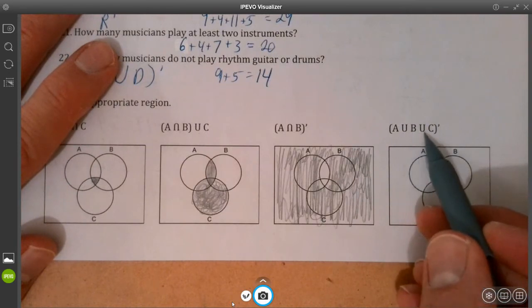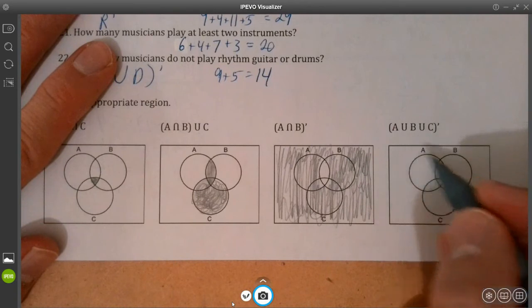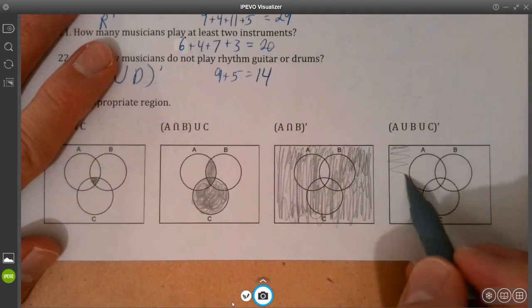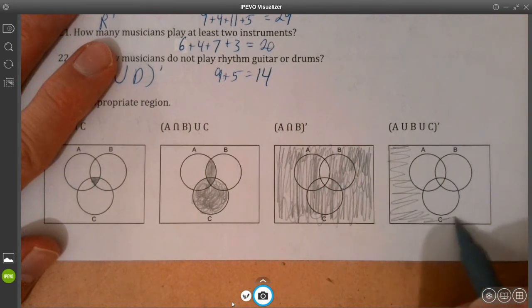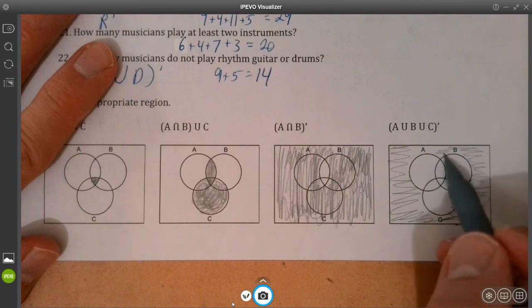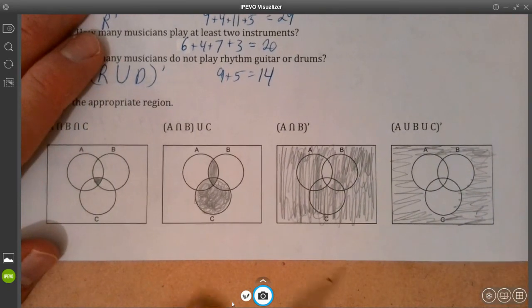A union B union C, but the complement of that, the opposite of that. So A union B union C is all the circles, all of them. But I don't want that. I want everything else. So it's the box, the rectangle, not including the circles. There it is. I hope you've had fun. I have. It's been great.